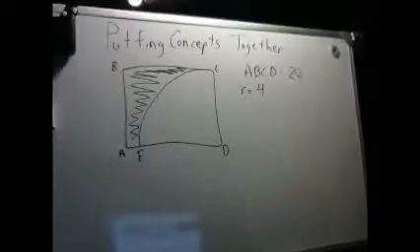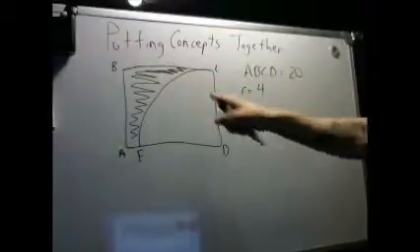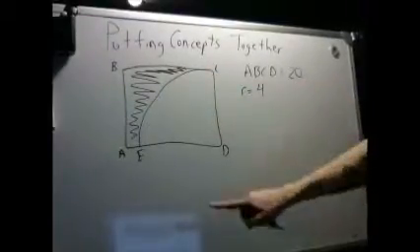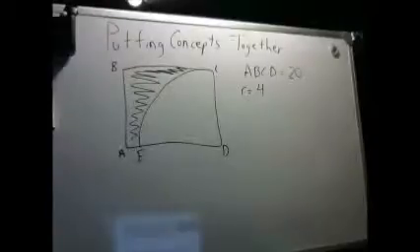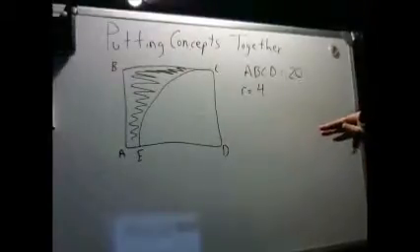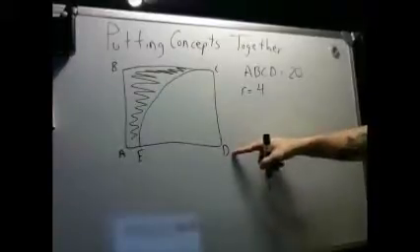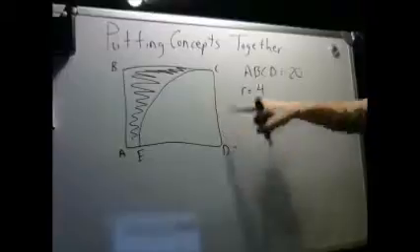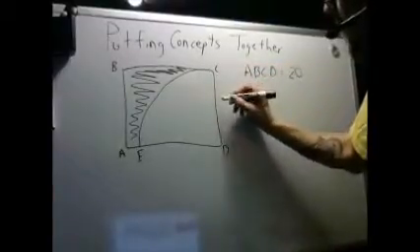So, first, let's look at the information that we have. We know that the total perimeter of this rectangle is 20. And we know that the radius of this quarter circle is 4. Now, recall what the radius is, it is the length from the middle of the circle to the edge of the circle, which would mean that this length here, which is from the middle of the circle to the edge, is going to be 4.